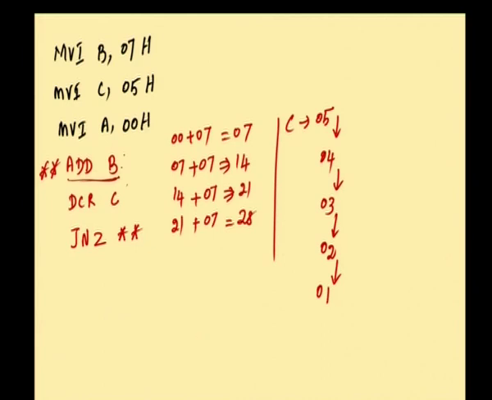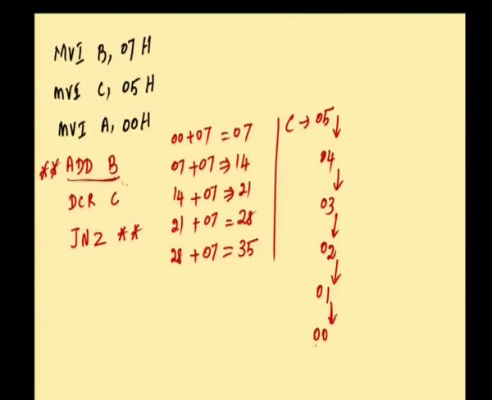So, again we have to use add B instruction. Add, the accumulator value is 28, B register value 07 is added, the result is 35. Okay. So, then we are taking the next instruction, which is DCR C. In the DCR C, it will reduce the value as 00.